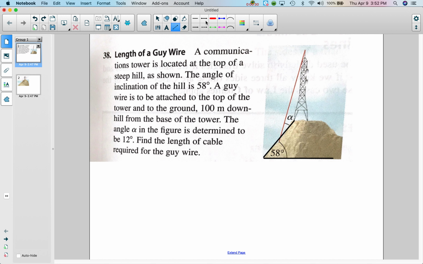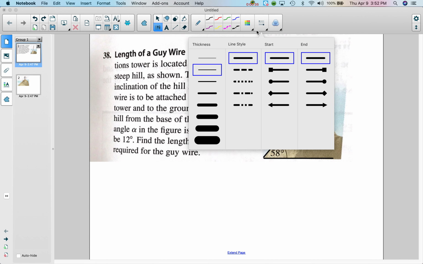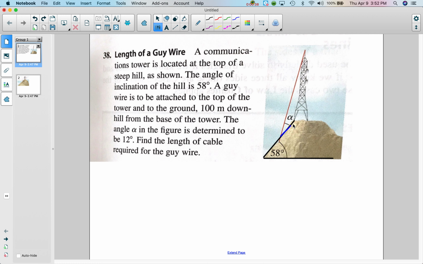And we also know a particular distance. Let me make this a little smaller. We know that this distance here is 100 meters. So my triangle that I'm actually using would connect there, even though I don't need to know that side. And then this is what I'm trying to find, what's in red, the length of the wire. I'm just going to call it D for the distance.